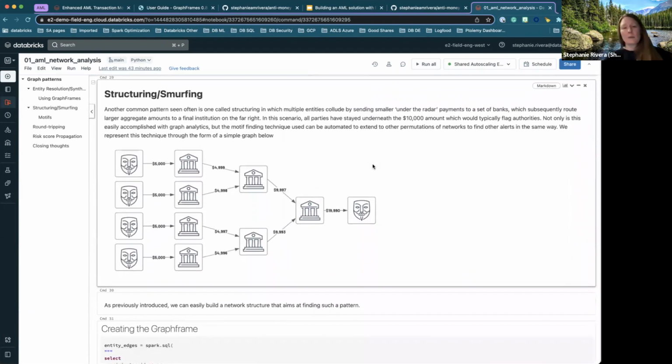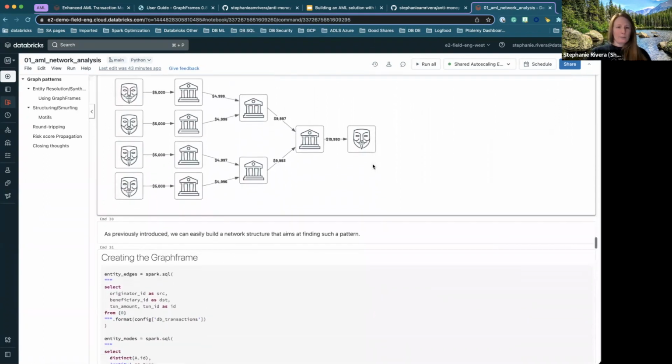Okay, the next piece we're going to talk about is structuring. It's also called smurfing, but it's another common pattern when we're trying to discover any sort of money laundering. So now we are less focused on the people and a little bit more focused on the transactions. So here we were trying to understand the amount of money that's being sent and in what way. It becomes a little more clear as we move forward.